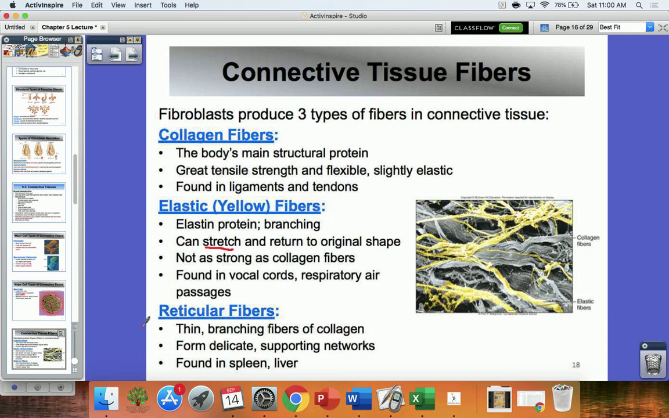And then we have our reticular fibers. It's the last type of fiber that's secreted by our fibroblasts. Very thin, very delicate. We're going to find these in some of our delicate organs. And if you've ever dissected an organism like a cat or a pig, you may notice that the spleen and the liver are very delicate, kind of thin-ish organs. They're not as tough as some of the other ones that we think about.